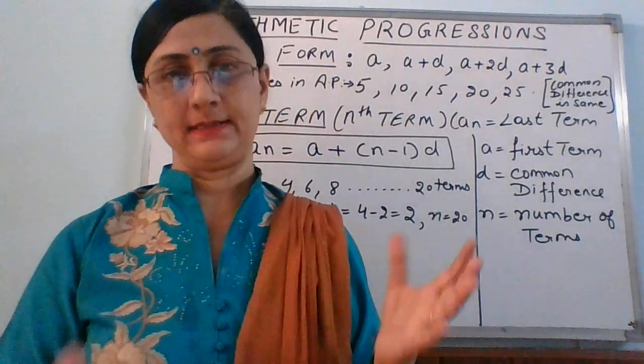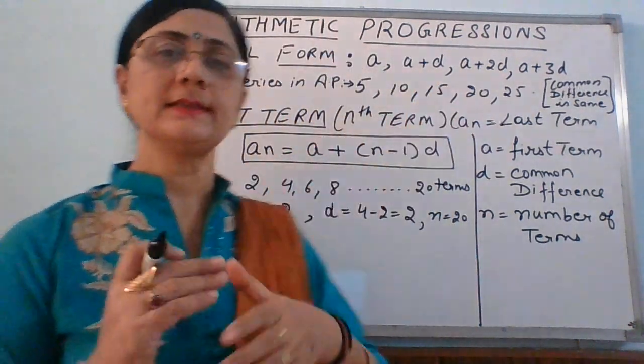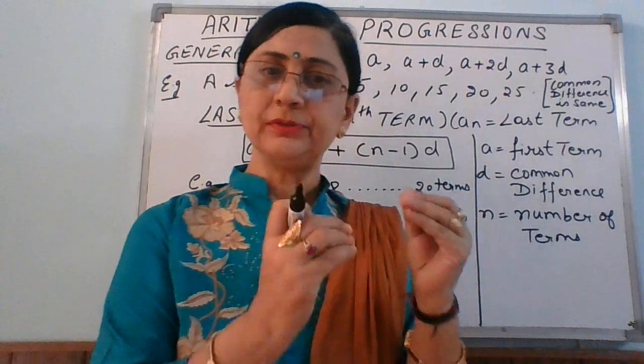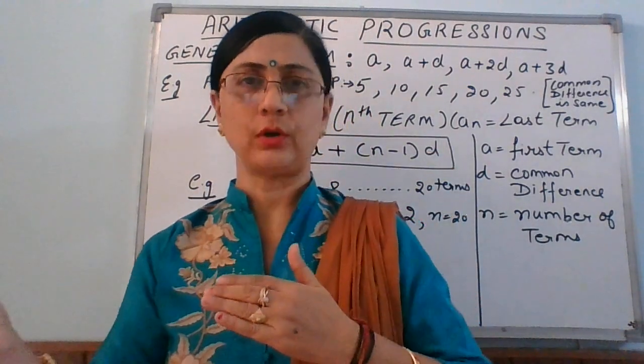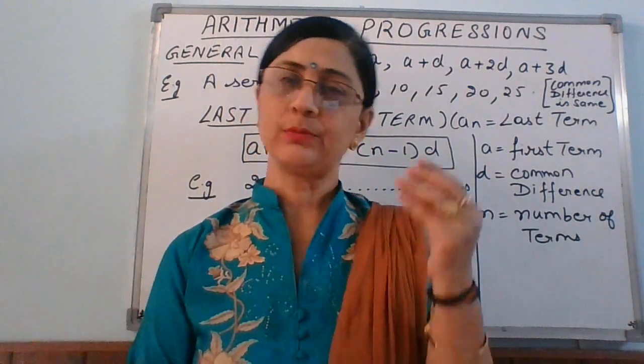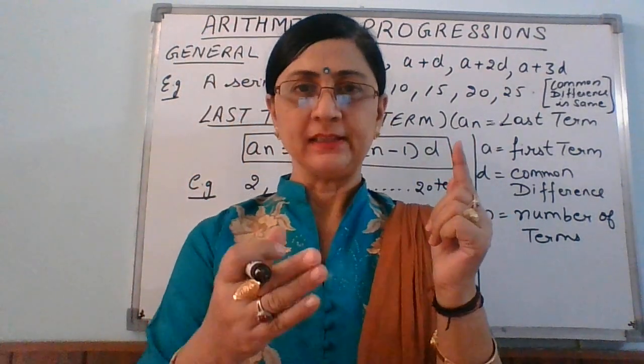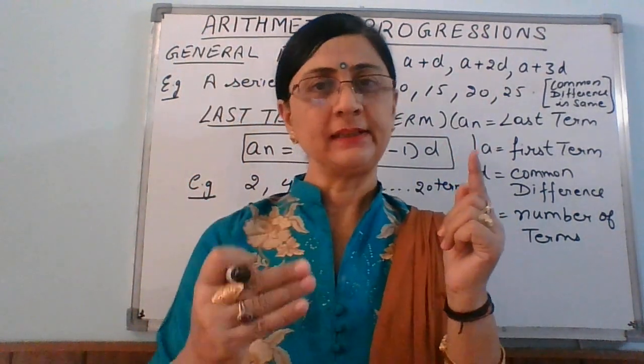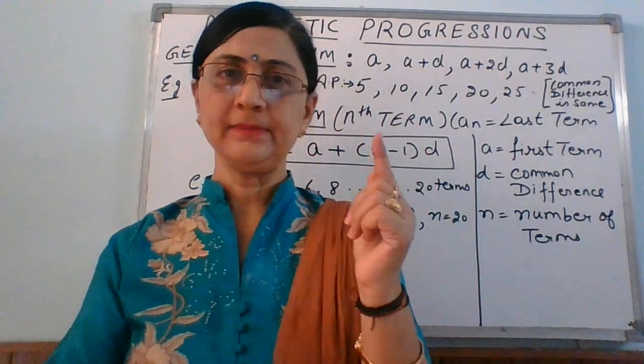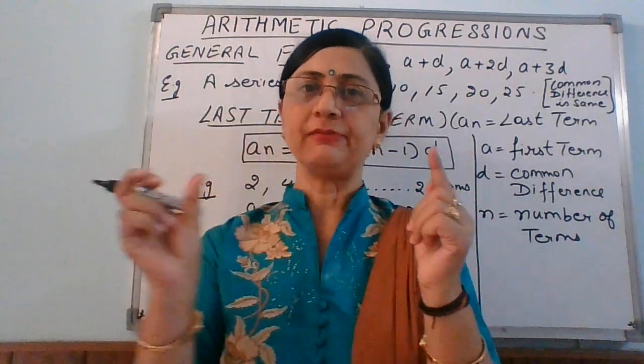What is A? A is the first term. What is D? D is the common difference. When to the first term you keep on adding the common difference, you get the next number. Suppose the number is 5. When you add 5 to get 10, then in 10 you add 5 again and get 15. It means you are adding 5 to every number.